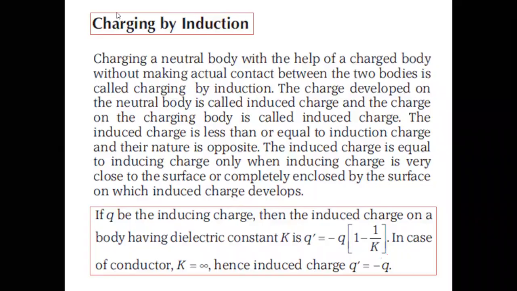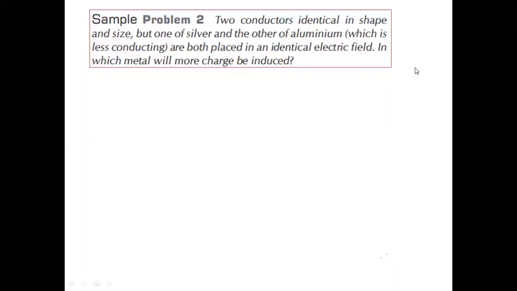for conductors, that is metals. Two conductors identical in shape and size, but one is silver and the other is aluminium. Both are conductors. Which is less conducting? Compared to silver, aluminium is less conducting. Both are placed in an identical electric field, means both are subject to an external electric field. In which metal will more charge be induced?